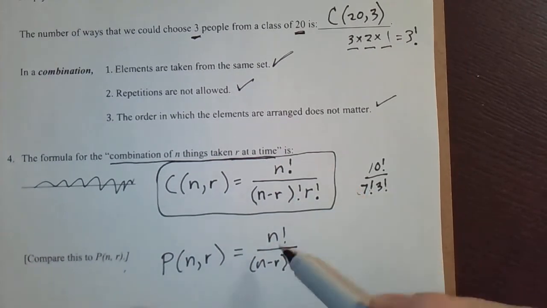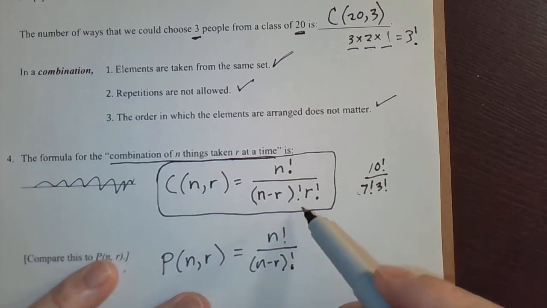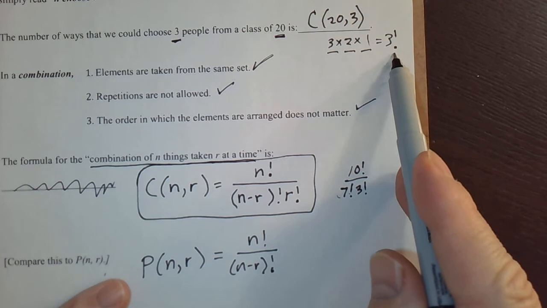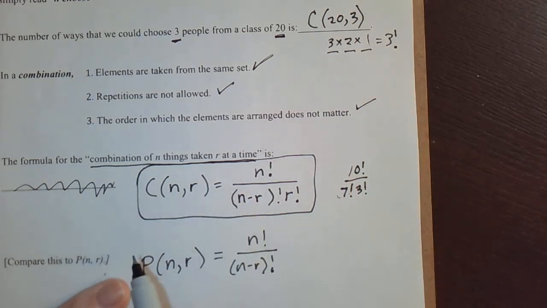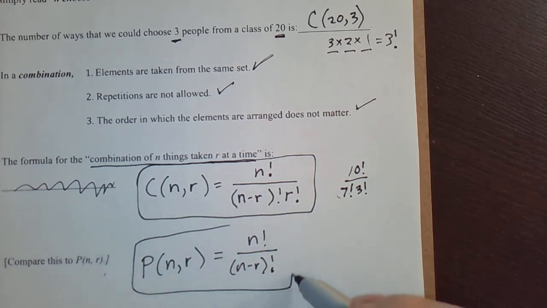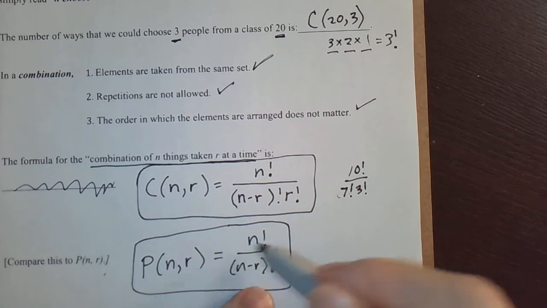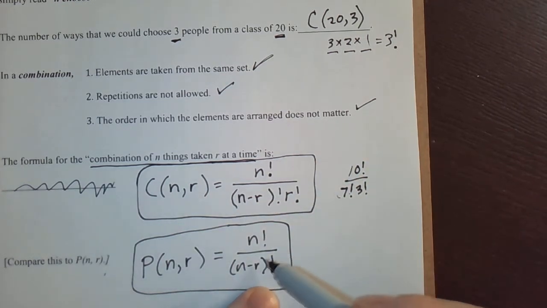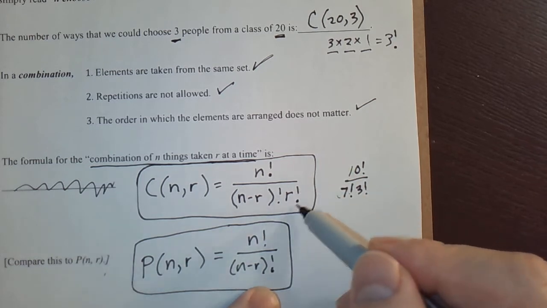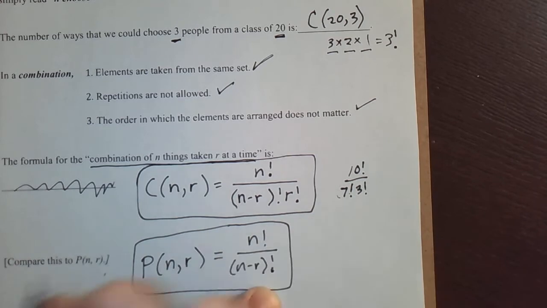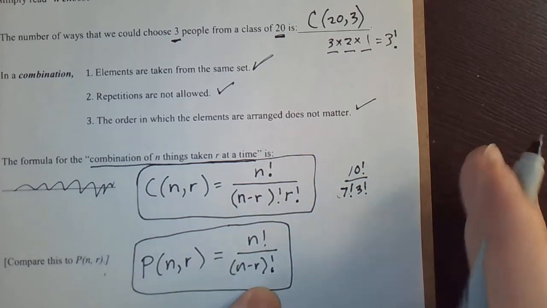Well, in the combination, we don't care about how many ways you can arrange the R people that are chosen. So if this is the permutation, and this formula counts the orders, all the possible orders, this is a bigger number than this one, we have to divide out the R factorial, the number of ways you could arrange those R items, because order doesn't matter.